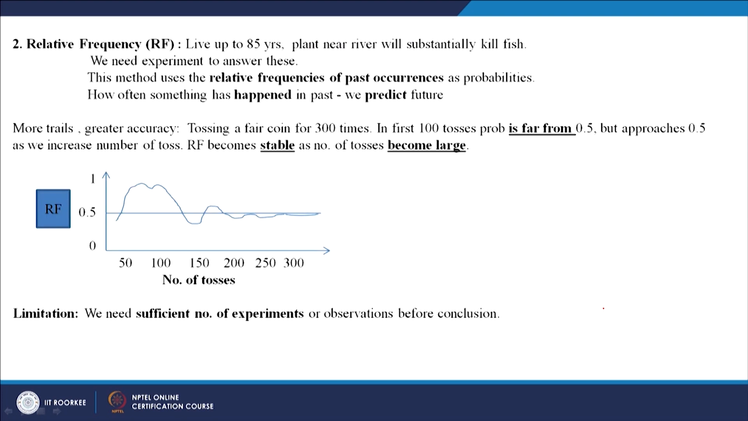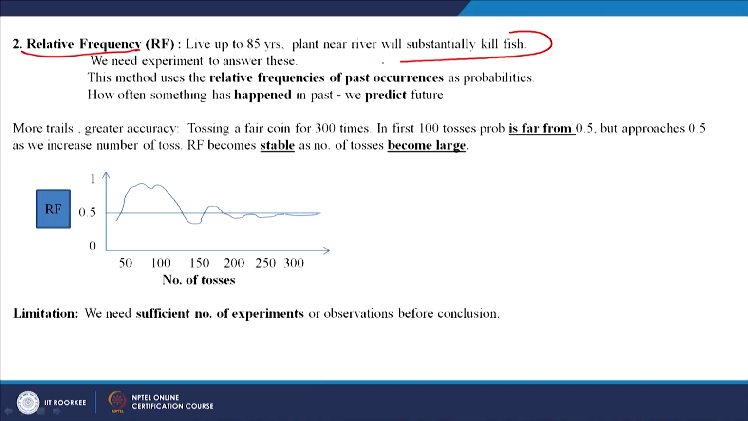Let us look at the second type of probability. This is the relative frequency approach to probability. Now, let me ask a question: what is the probability that you will live up to the age of 85 years, or let us say 105 years? Or let us say, what if you establish a plant near a river, how many fish would be killed from the pollutants coming out of that plant? Can you find out that probability?